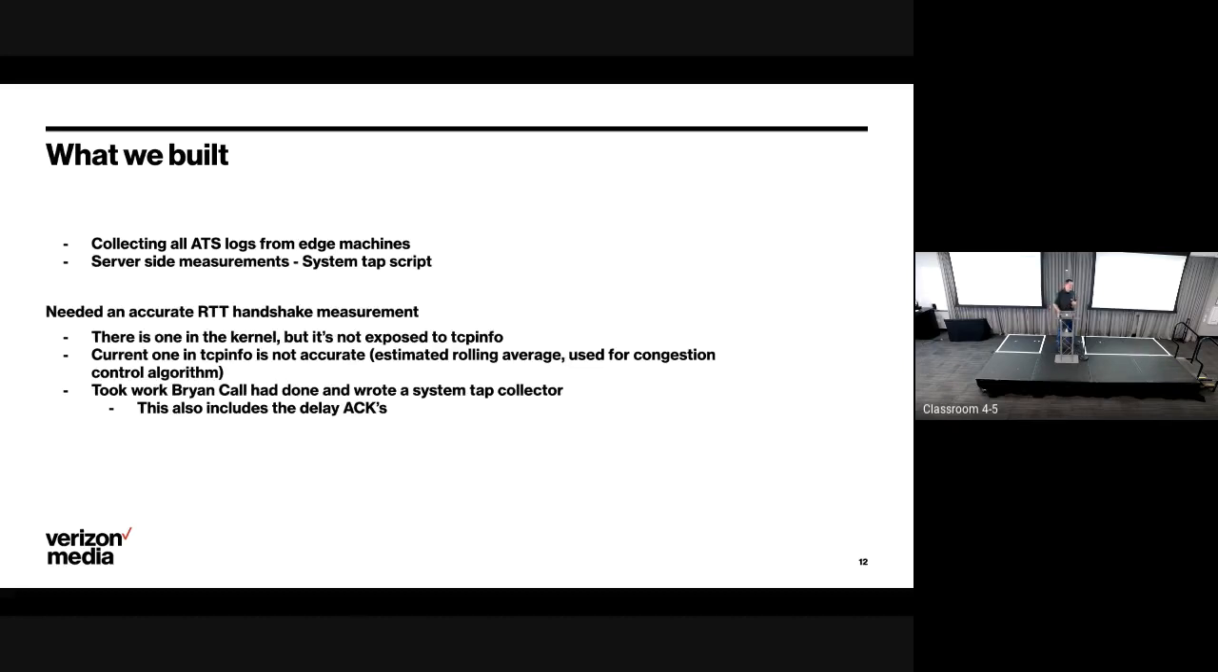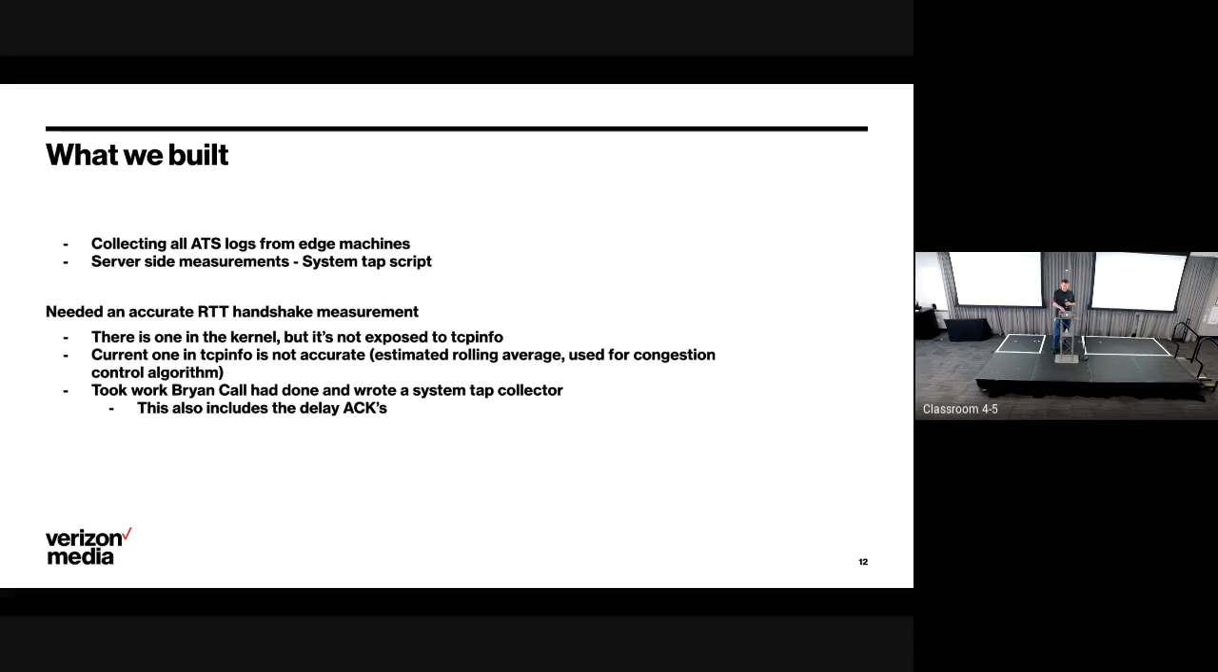Okay, so then we also want to do server-side measurements. In order to do that, we needed to find an accurate RTT measurement that we can get on the server side. When the data analyst started looking at this, he realized there is one in TCP info, but actually there's one right now that's not exposed to TCP info. But the one currently used in TCP info, he realized, okay, this is not what he wants.